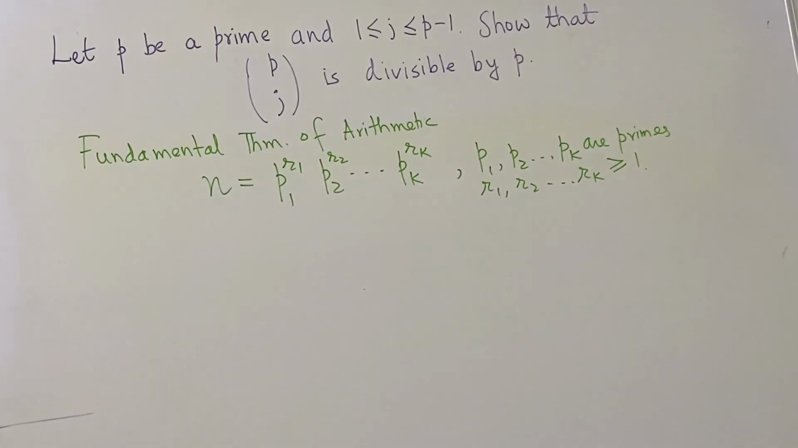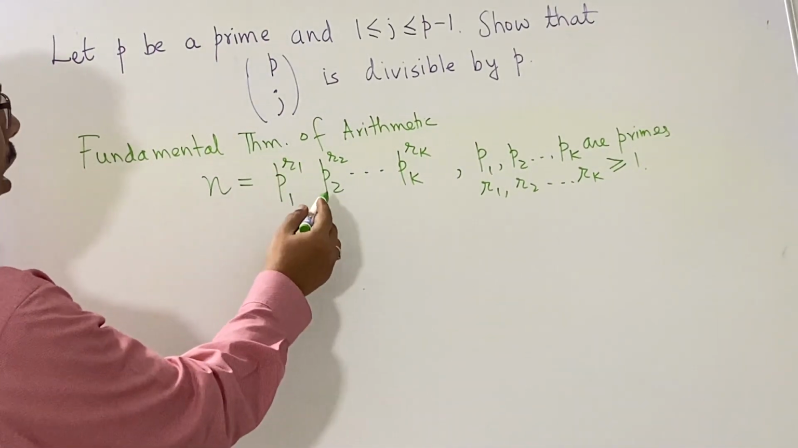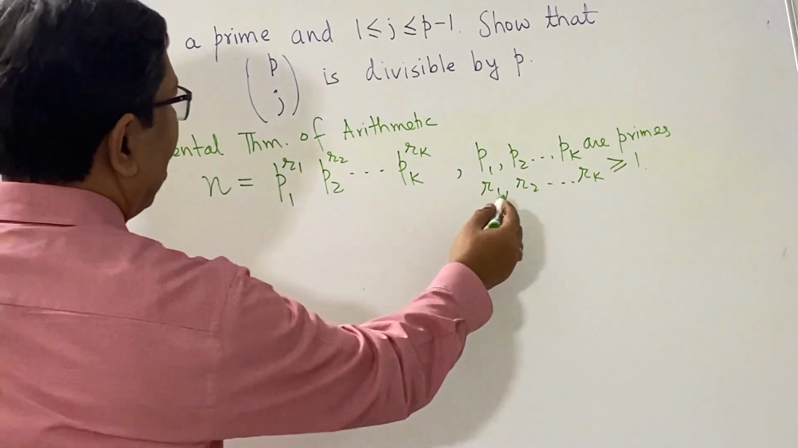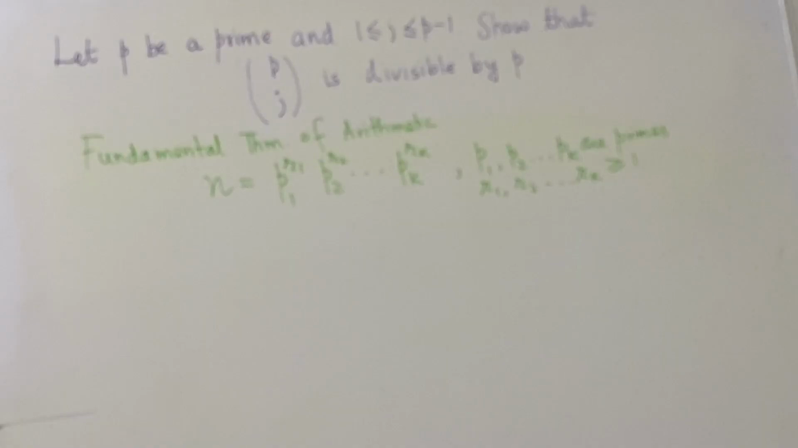We begin by noting the fundamental theorem of arithmetic, which tells us that any positive integer n can be written as P1 to the power R1, P2 to the power R2, ... Pk to the power Rk, where P1, P2, ... Pk are primes and R1, R2, ... Rk are natural numbers greater than or equal to 1. And this representation is essentially unique but for the permutation of the primes.